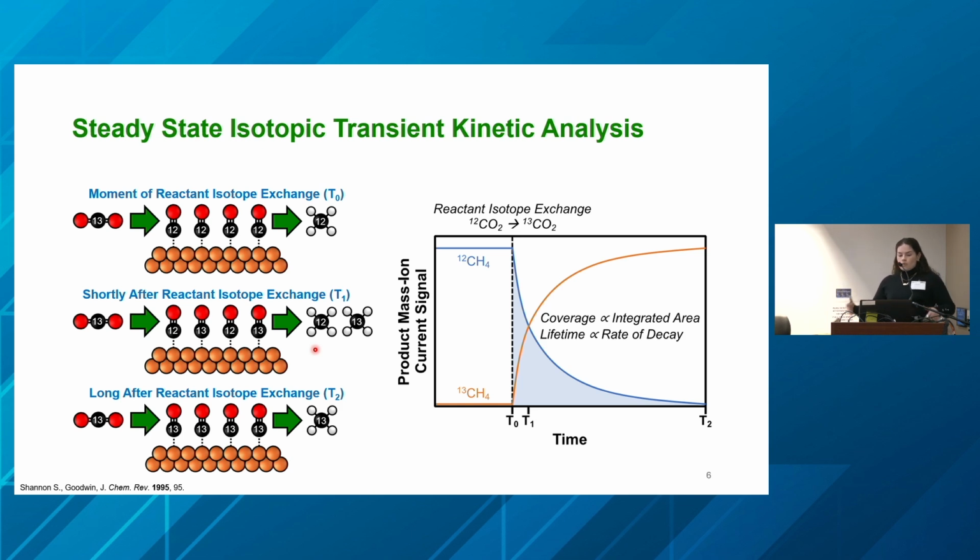And then furthermore, you can also take your transient data and fit it to a complex exponential function known as a SSITKA model. And these SSITKA models can then give you the lifetimes of your reaction intermediates. And these SSITKA models represent the number of unique surface intermediates and their relationship with one another. And we will discuss the SSITKA models later on in the presentation.